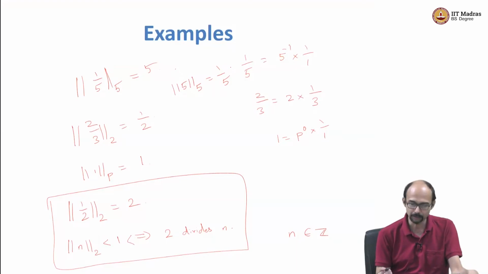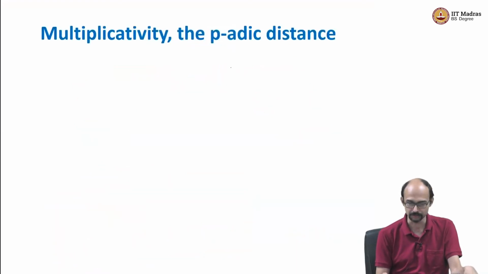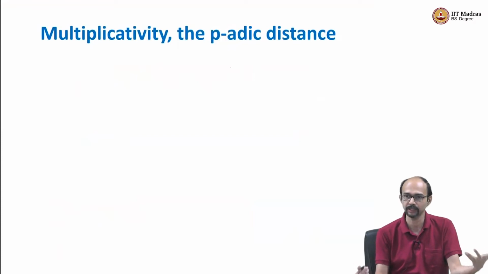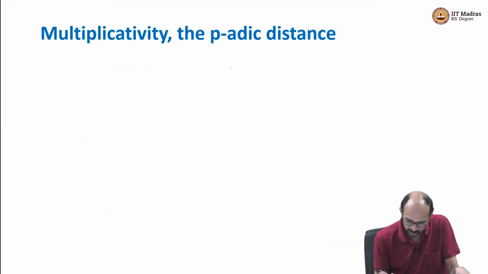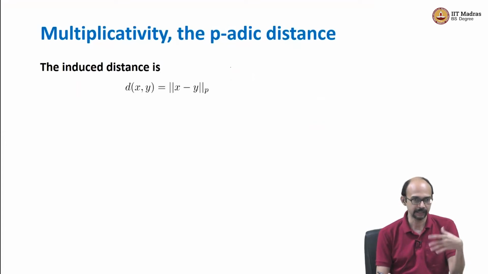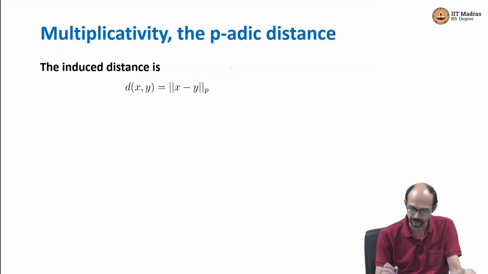Now of course I'm saying this is a norm. I just claimed that. Why is it a norm? Maybe let's see why that is the case. First, I talked about distance. Just to recall, not everyone may have done maths 2. Once you have a norm, you can always define a distance. If you have two rational numbers x and y, the distance between x and y is, you take the difference, that's still a rational number, and you take the norm of that with respect to p. That's a standard definition for any norm.